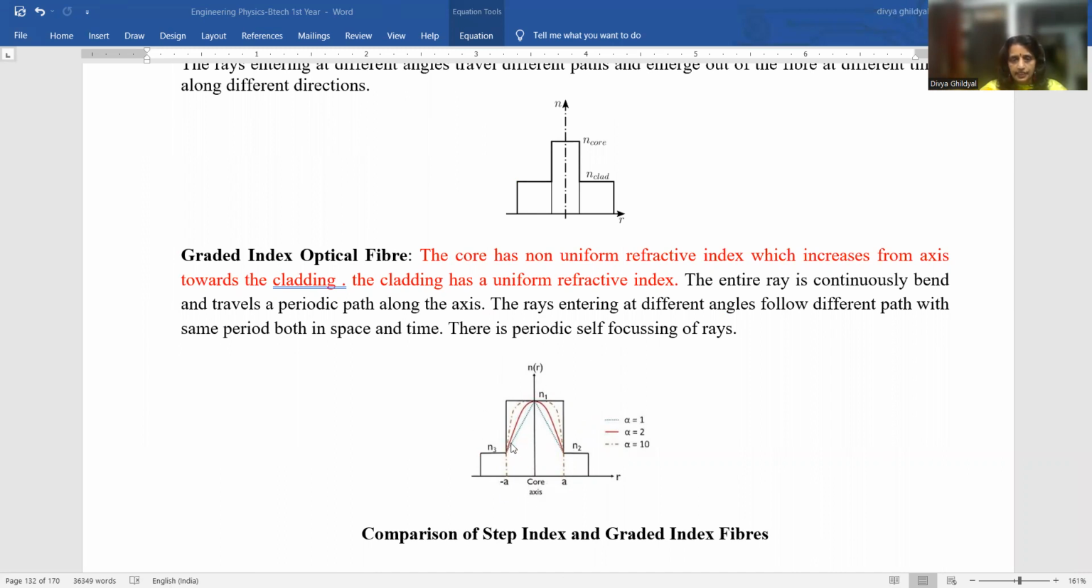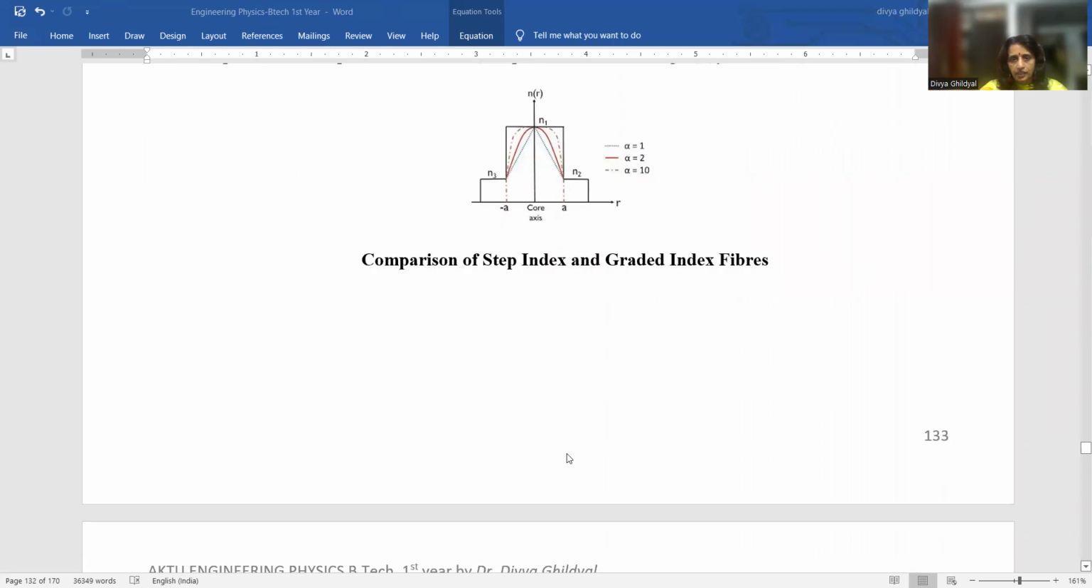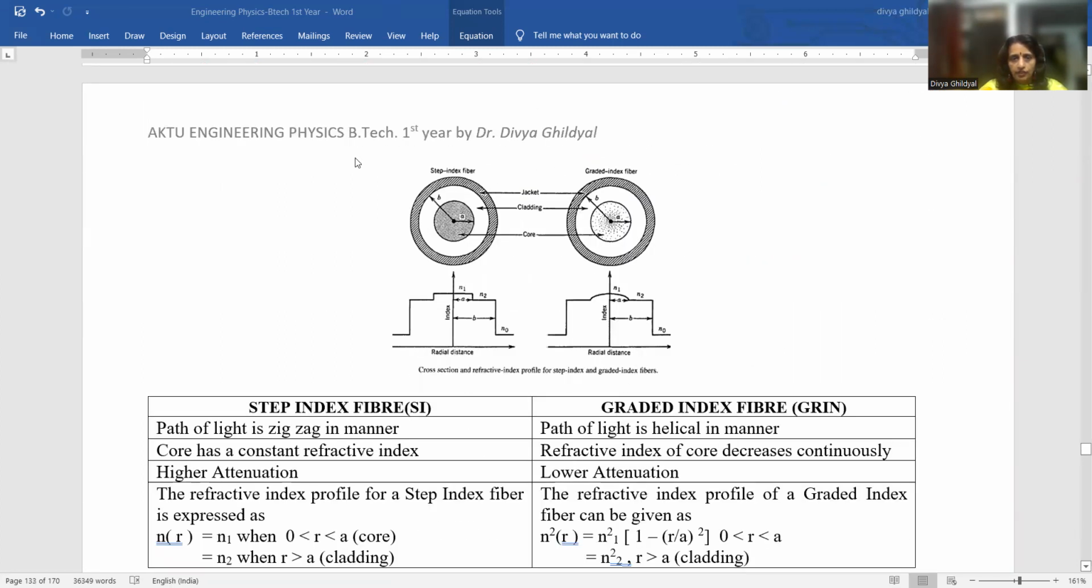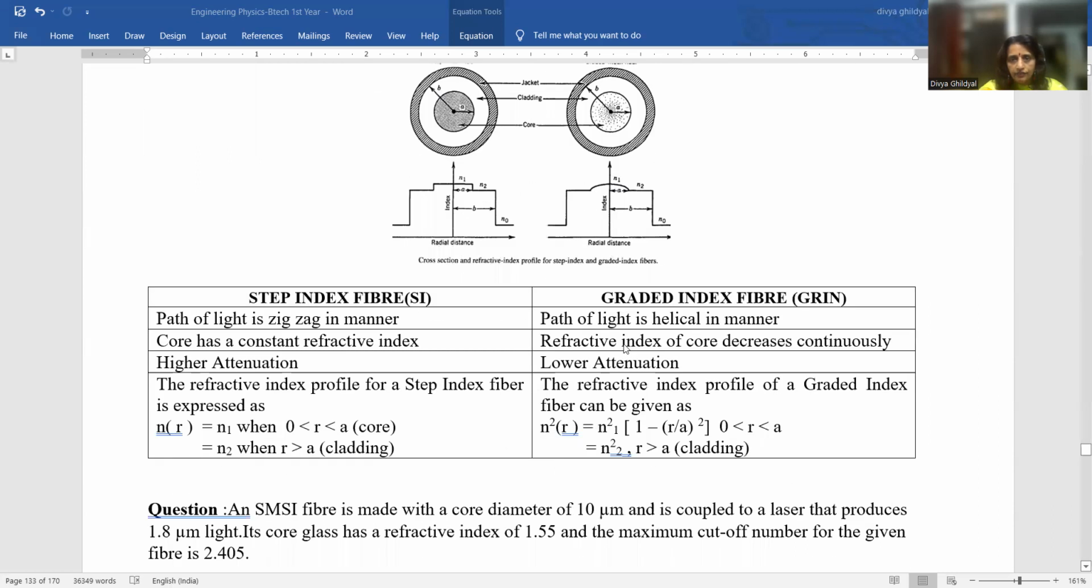So this is basically, you can see grading 1, 2, 3. It depends. So here we have given you a diagram which is comparing the step index and the graded index. See here the step form, and here the helical shape. If it is a 10-mark question, you have to draw this diagram and give this table in detail.